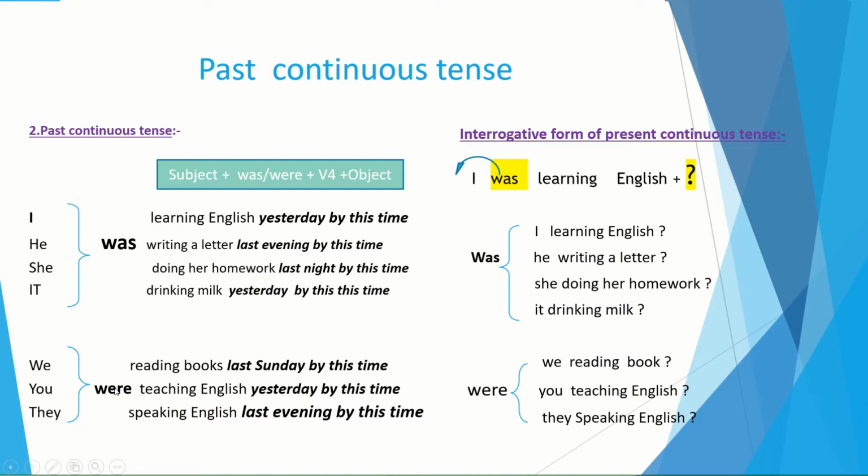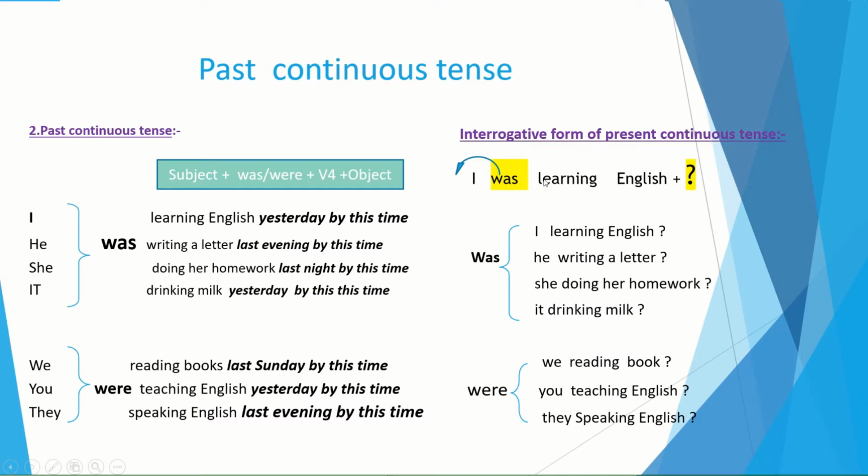We were reading books last Sunday by this time. You were teaching English yesterday by this time. They were speaking English last evening by this time. So this is how we write past continuous tense examples and interrogative forms of past continuous tense.